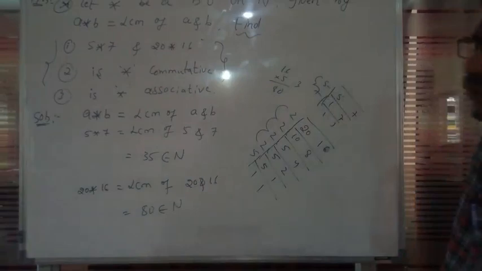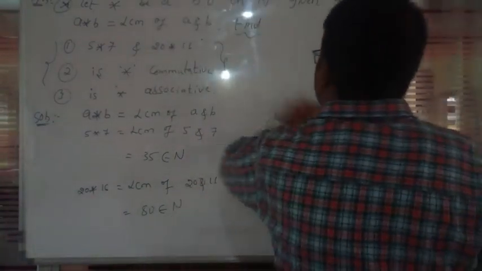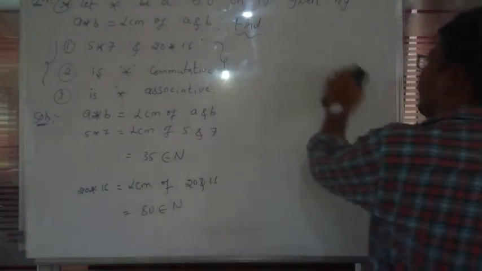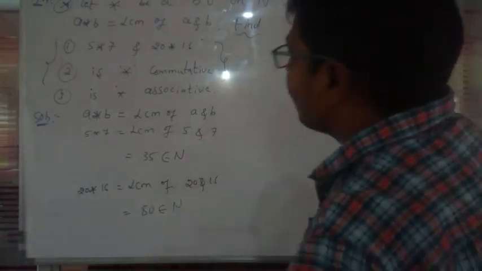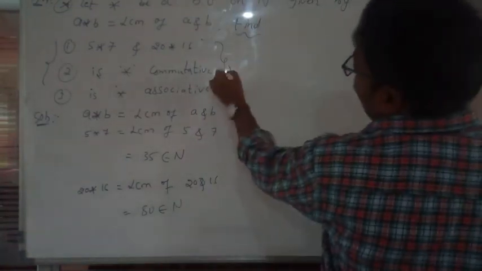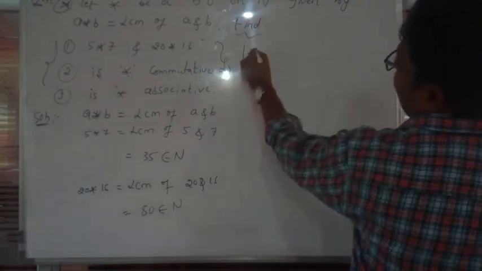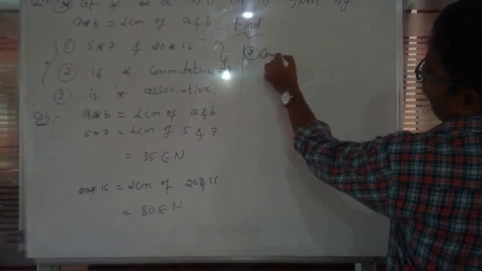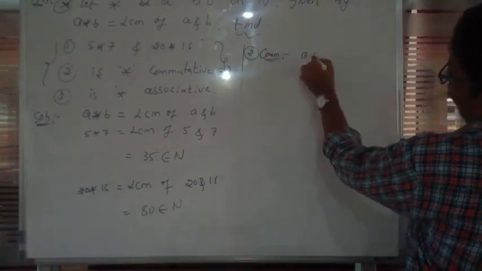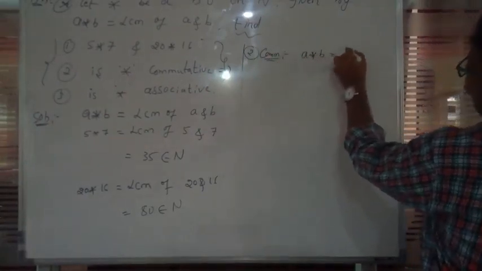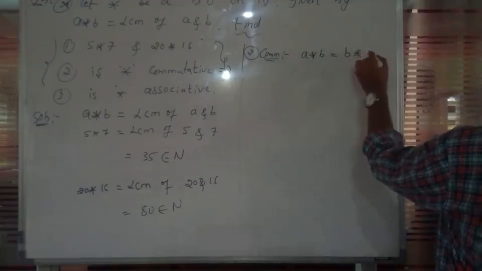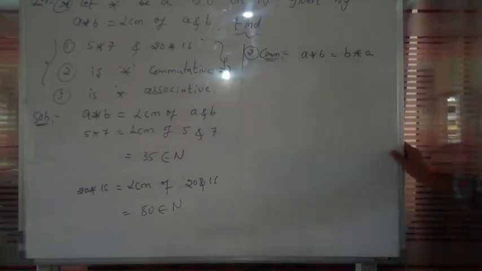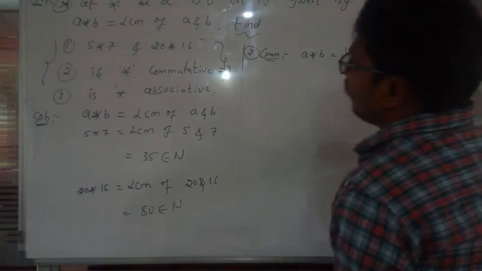Okay, next we go to commutative. Is it possible to be commutative? It means we have to check whether the given star is commutative. What does the commutative property tell us? a star b is equal to b star a.